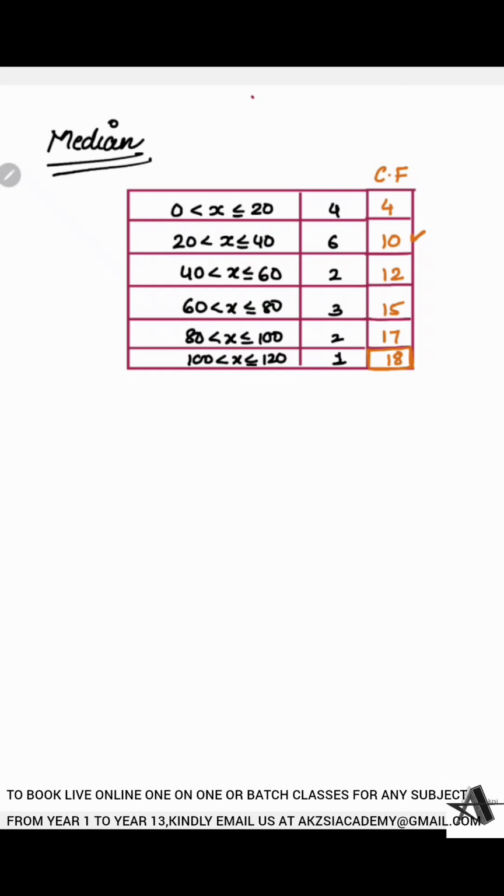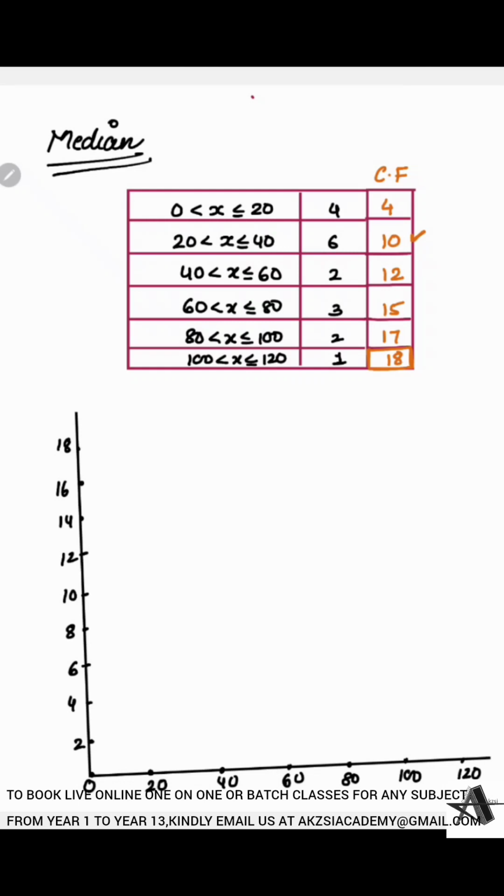Now we need to draw the cumulative frequency curve. While plotting, we have to take the higher end of each range and the corresponding cumulative frequency. Between 0 and 20 it's 4, but we are not making a histogram where I would draw up to 4. It's a cumulative frequency curve. So for a curve I have to take only the higher value, which is 20, and the corresponding value 4. So 20 and 4.